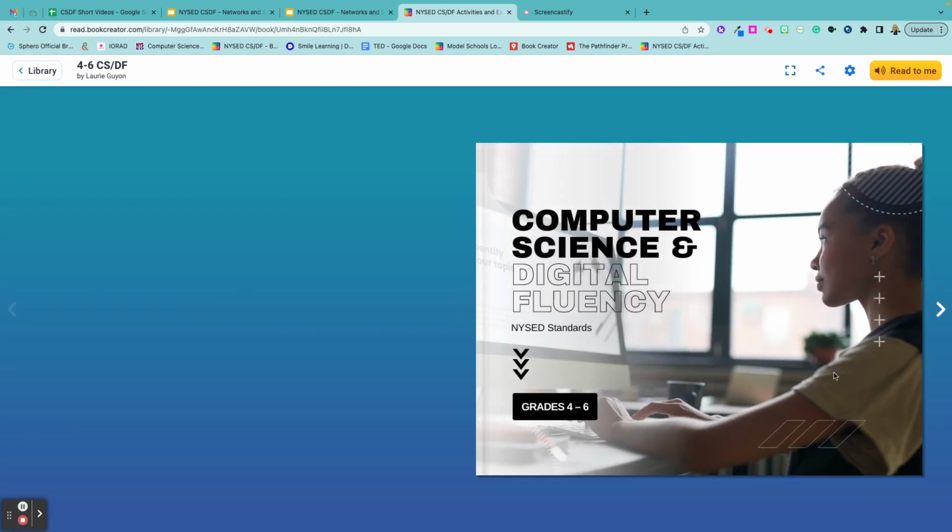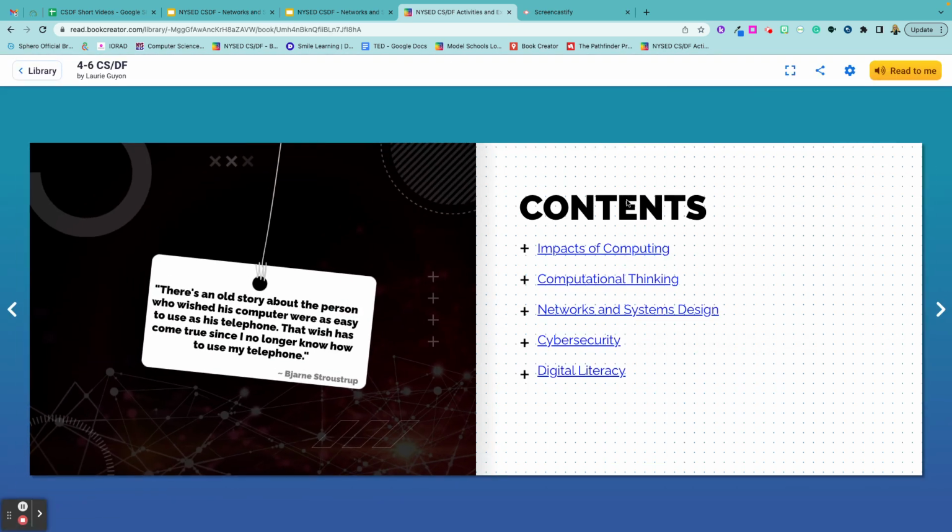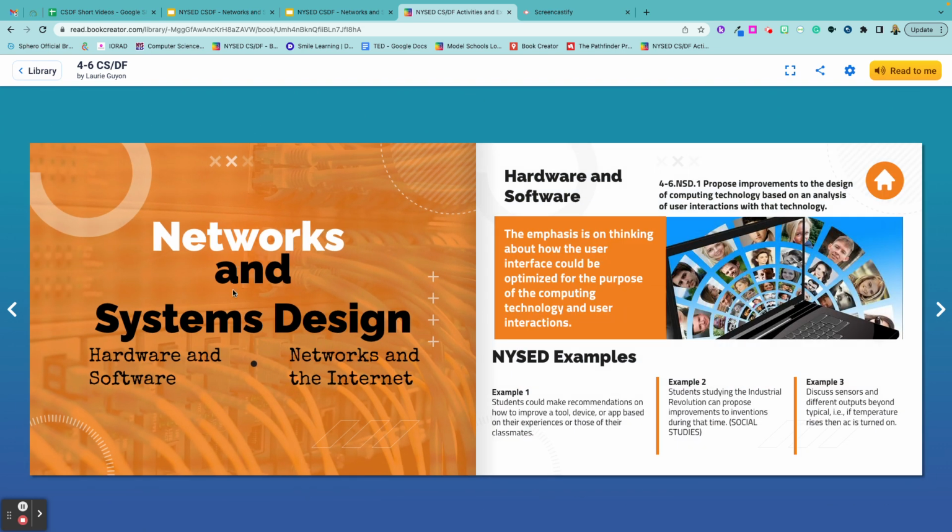So we're going to grades 4 through 6. We're going to click Read Now. We're going to click on that arrow, and then we're going to go down to the concept area of networks and systems design. You'll see the cover page for networks and systems design and the 2 sub-concept areas.